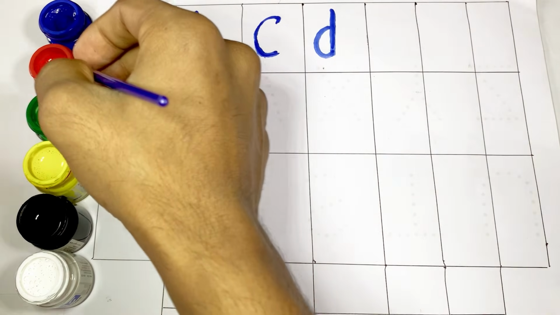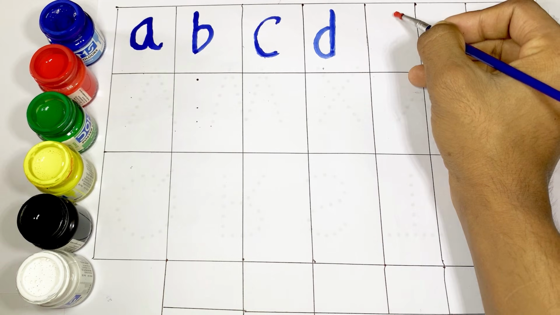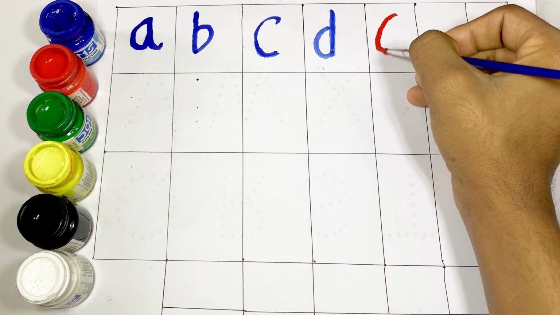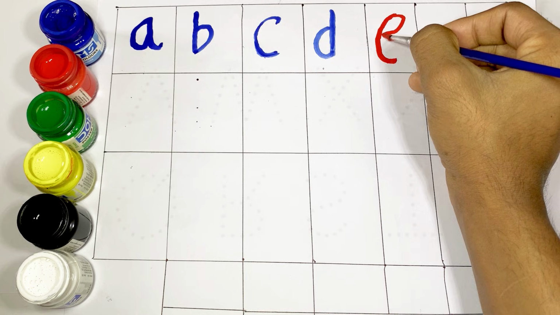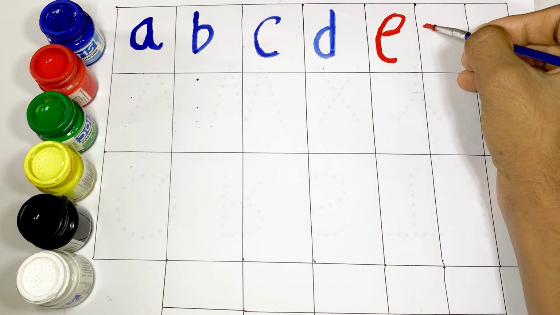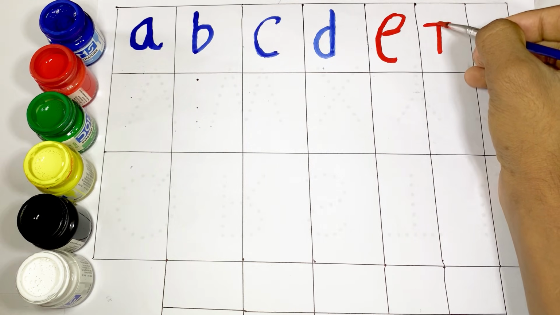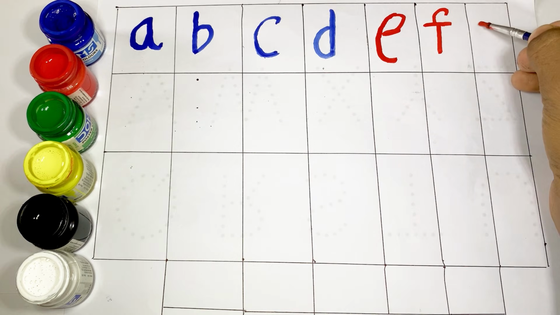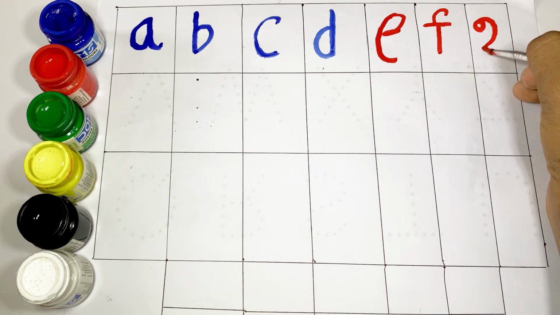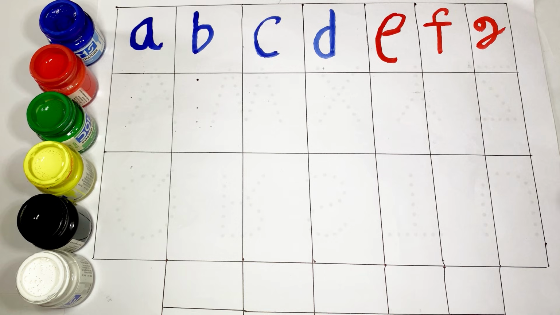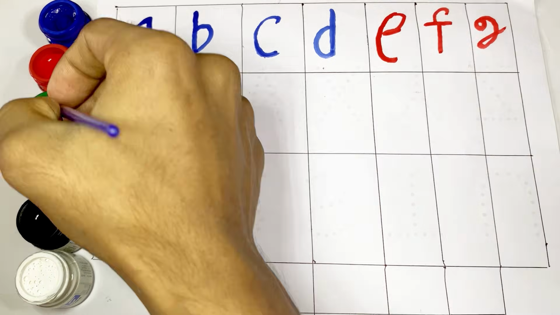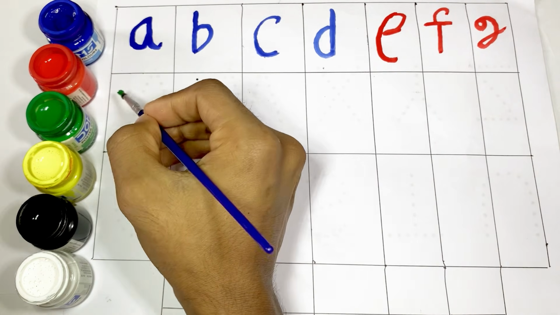And use red color. F, F for fish, F for fan. G, G for God, G for glass. It's neither H. H for hand, H for horse. And use green color. The alphabets of H.